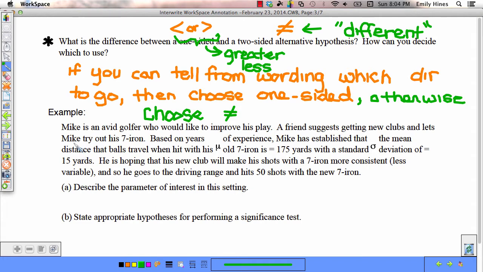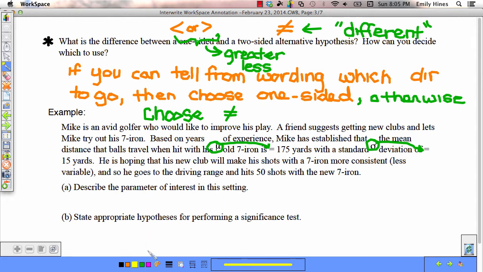So here, Mike is an avid golfer who would like to improve his play. A friend suggests getting new clubs and lets Mike try out a 7-iron. Based on years of experience, Mike has established that the mean distance the ball travels when hit with his old 7-iron is 175 yards with a standard deviation of 15 yards. He's hoping the new club will make his shot with a 7-iron more consistent, which means less variable. So he goes to the driving range and hits 50 shots with the new iron. Describe the parameter of interest in this setting.